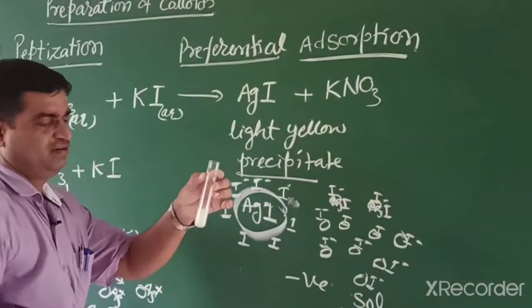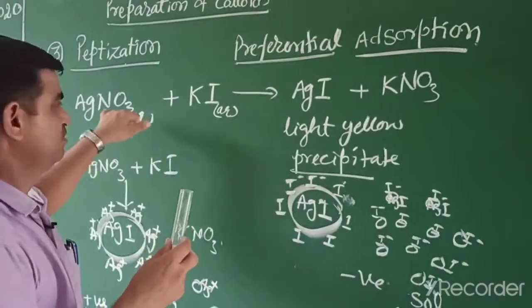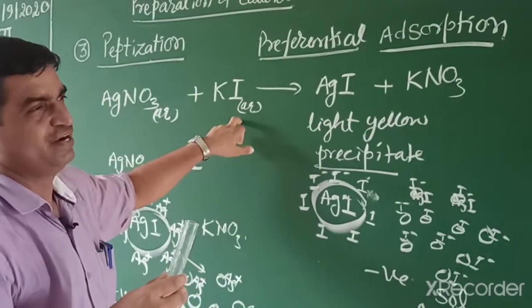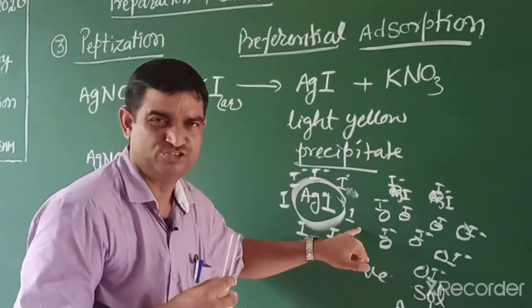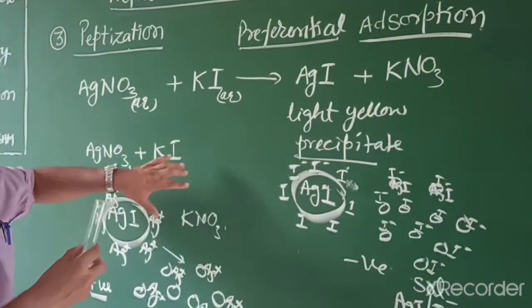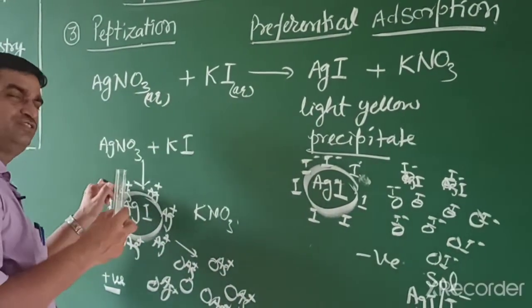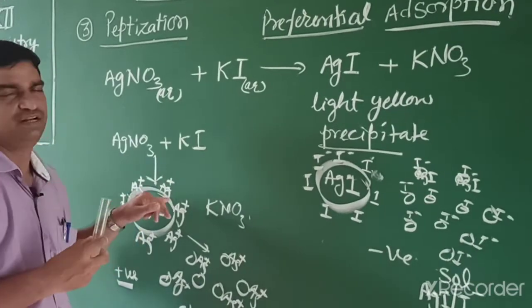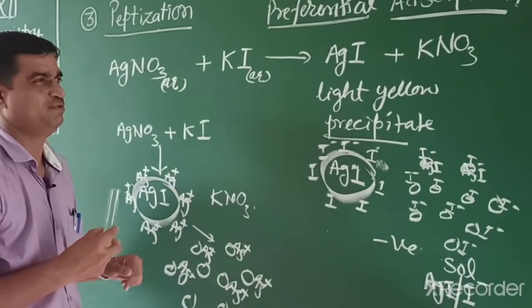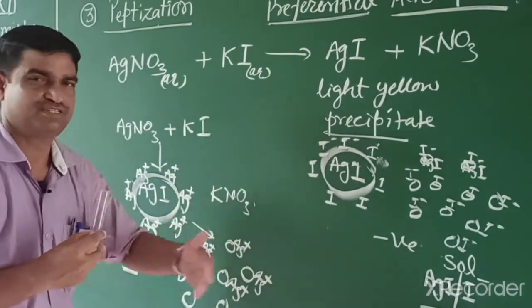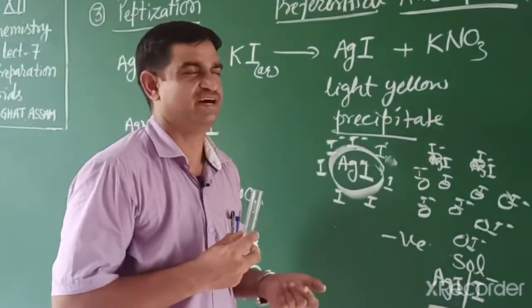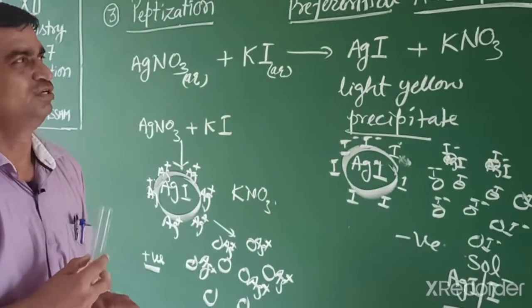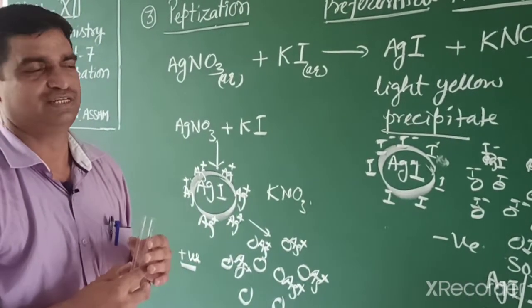In this phenomenon, if you mix silver nitrate into potassium iodide, then since potassium iodide is present in greater amount earlier, iodide ions adsorb. But if you mix potassium iodide into silver nitrate, then silver ions adsorb. So this is preferential adsorption. First come, first adsorb. Silver ions and iodide ions, both can adsorb. We can explain by another example.